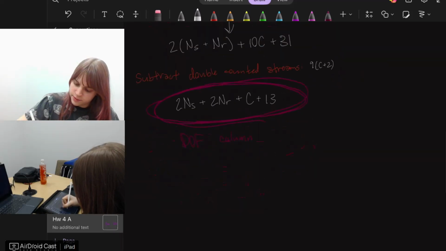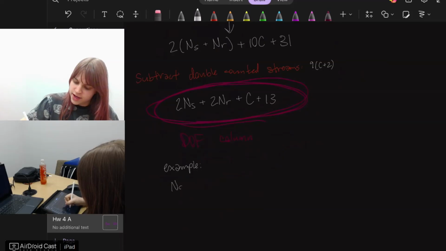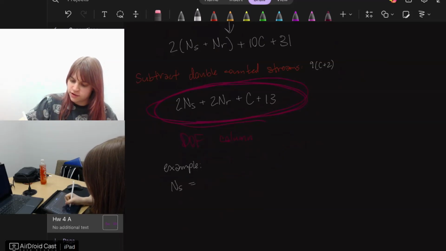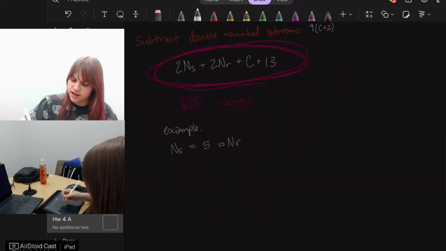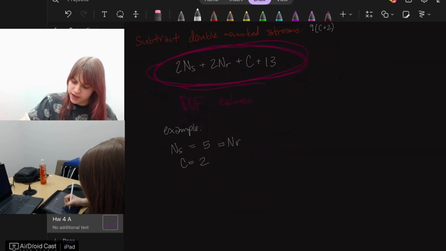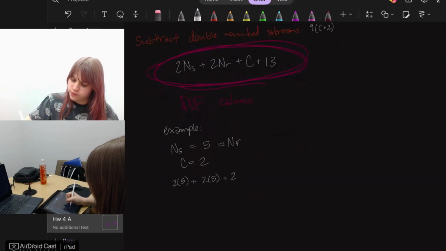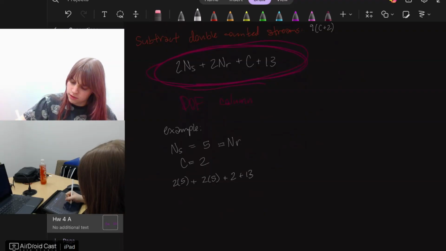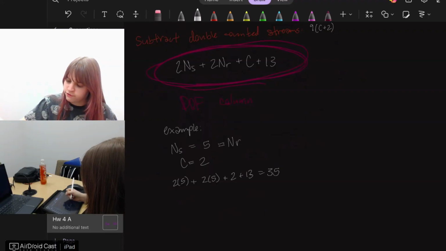So for example, let's say our number of stripping stages is 5 and our number of rectifying stages is the same. And let's say we have a 2-component system, and then we would have 2 times 5 plus 2 times 5 plus 2 plus 13, and that is 35 degrees of freedom for that example.